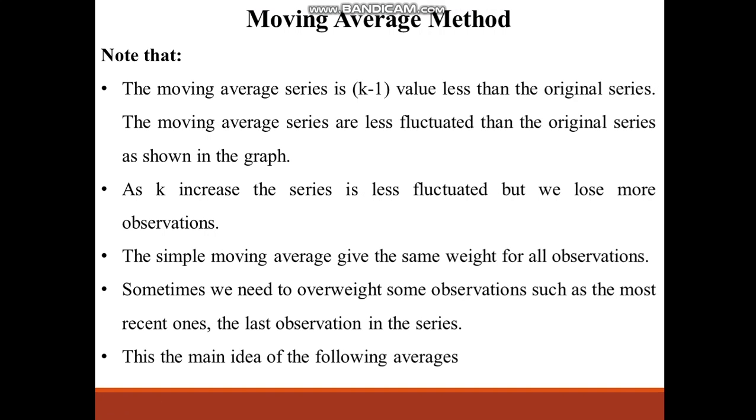The moving average series has k minus 1 fewer values than the original series. The moving average series fluctuates less than the original series, as shown in the graph. As k increases, the series fluctuates less, but unfortunately we lose more observations.